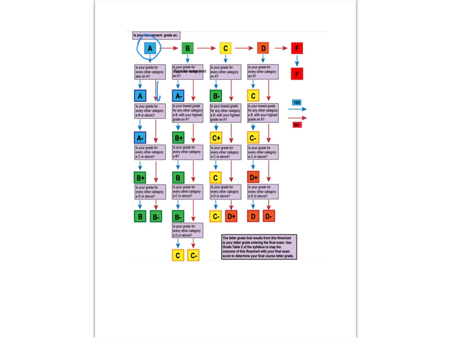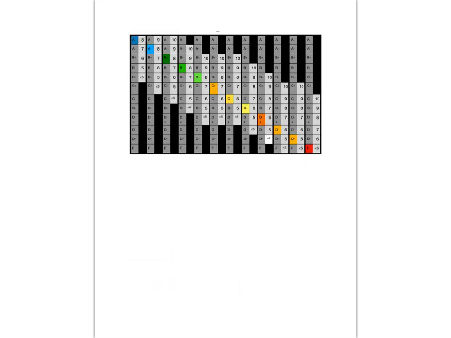So we go down here: is your grade for every other category a B or above? That's true. So that means he has an A minus. So Idris has an A minus going into the final. So we'll use that, and we're going to look at that table for the final grade. So we go to A minus here, and we can see that he could pull his grade up to an A if he gets a 9 out of 10.